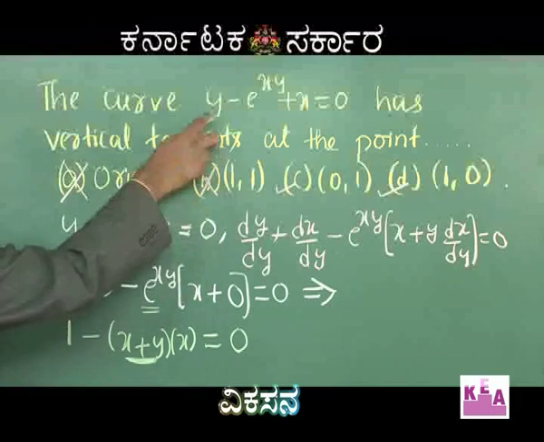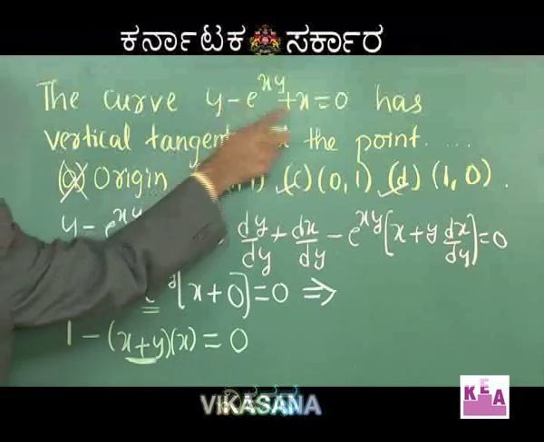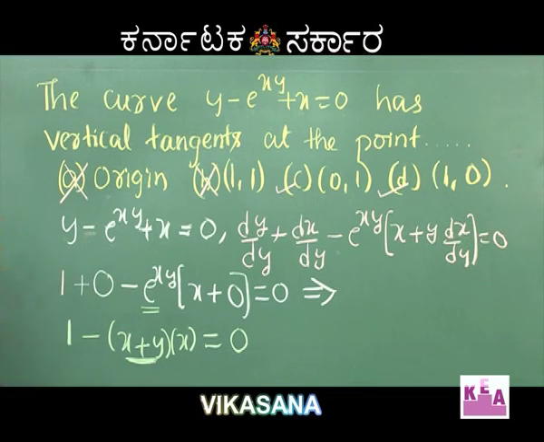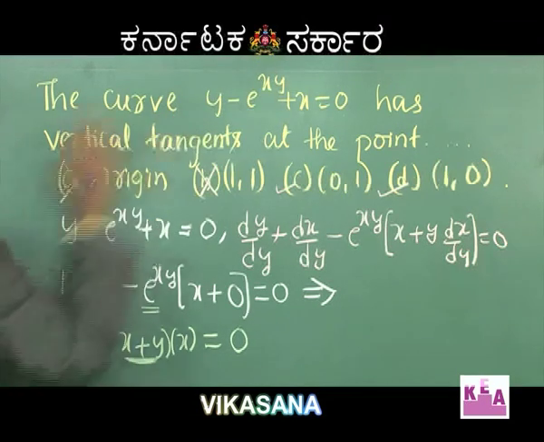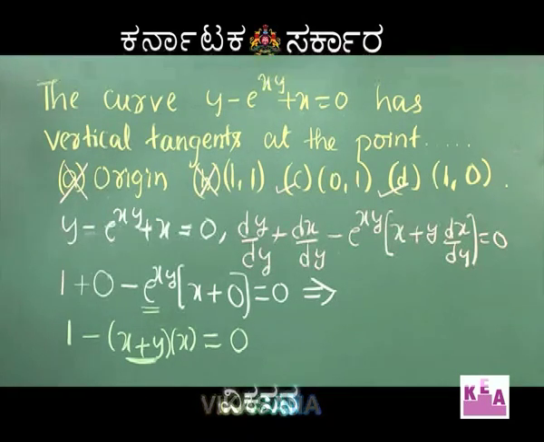You can see here, e power xy is equal to y plus x. Therefore, I am writing x plus y by shifting e power xy to the right hand side. Now, 1 minus x plus y into x is equal to 0. Which of option C or B, D is correct is the question here.